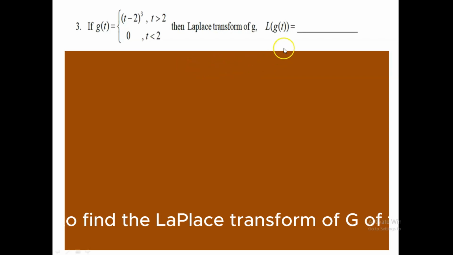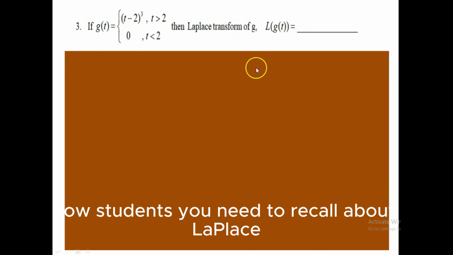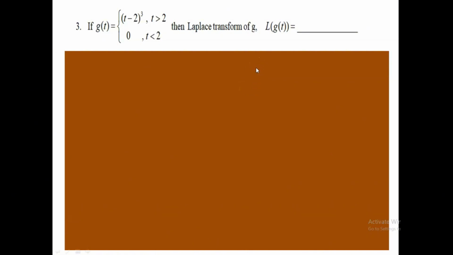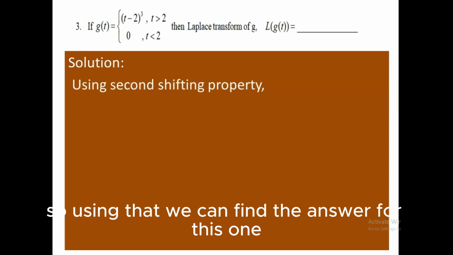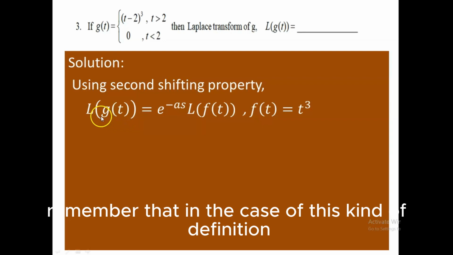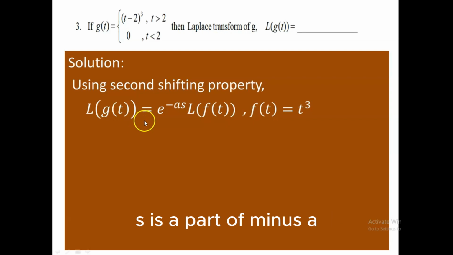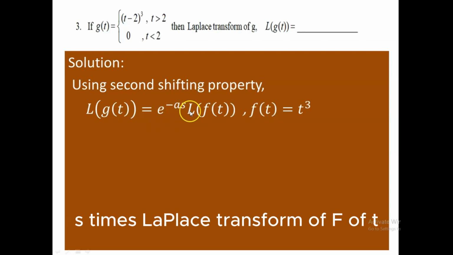So you are asked now to find the Laplace transform of g of t. Now, students, you need to recall the Laplace second shifting property. Using that, we can find the answer for this one. Remember that in the case of this kind of definition, the Laplace transform of g of t is e to the power of minus as times the Laplace transform of f of t.